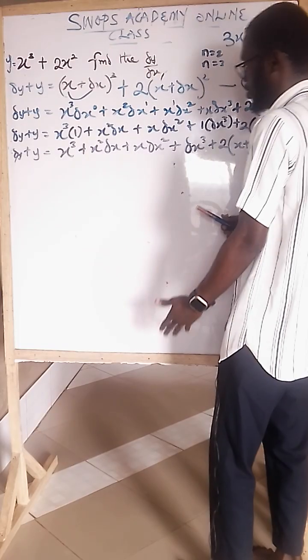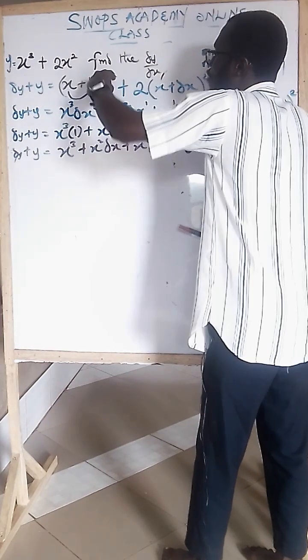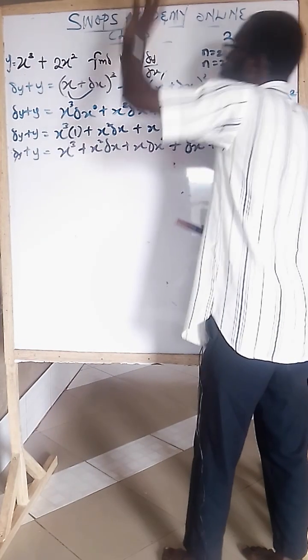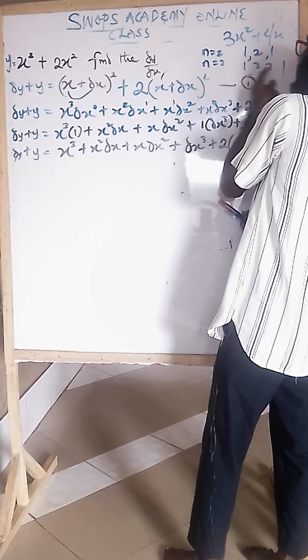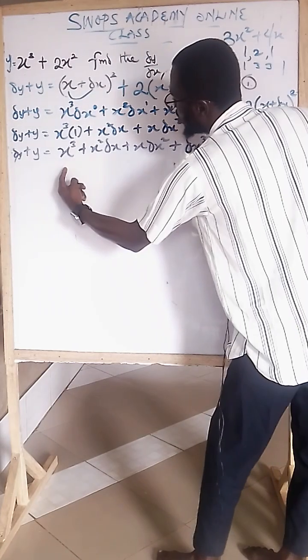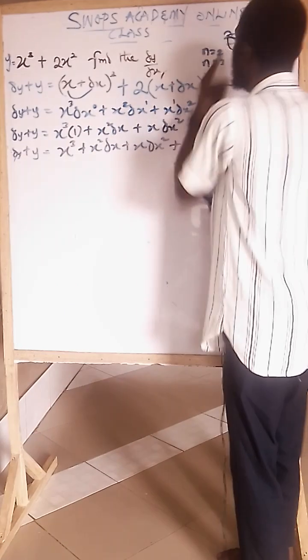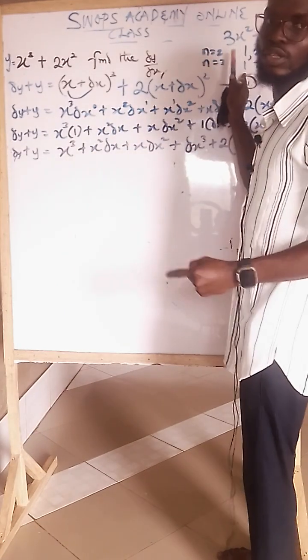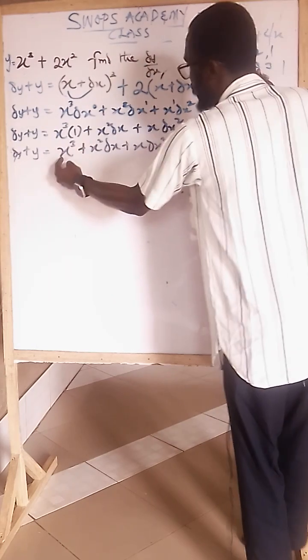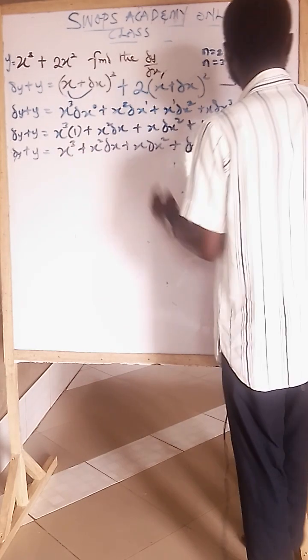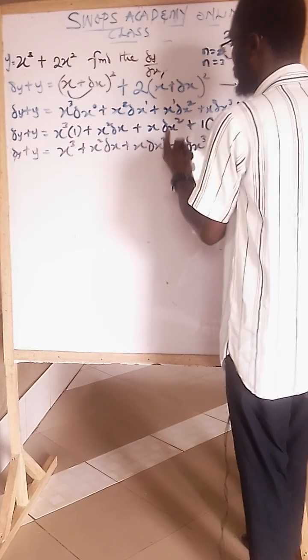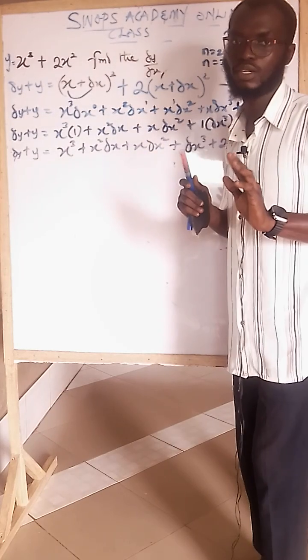How many terms are we going to have here? When we have the power to be 3, we must have how many values? 1, 2, 3, 4. Now let's count: 1, 2, 3, 4. Then we multiply each one by each value here. 1 times this will give us 1. Then 3 you put it here, 3 you put it here, then you put 1 here. Oh, that is Pascal's triangle.